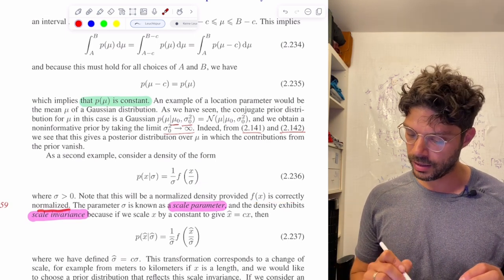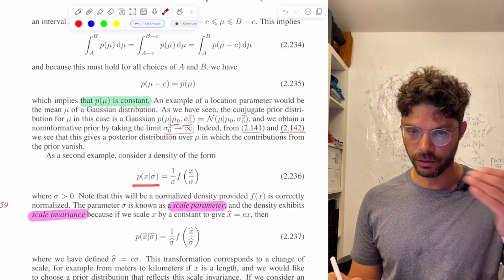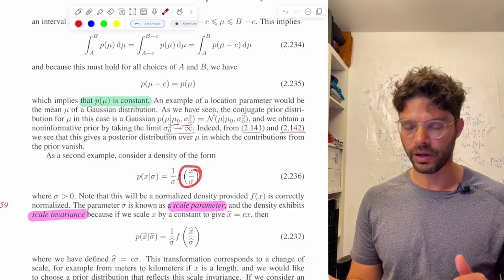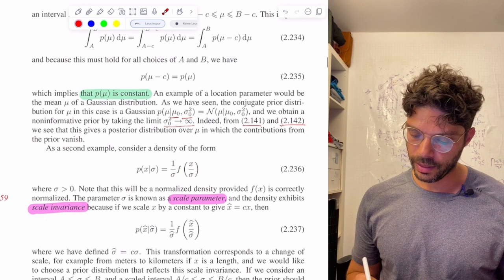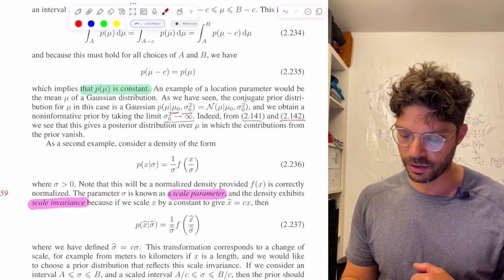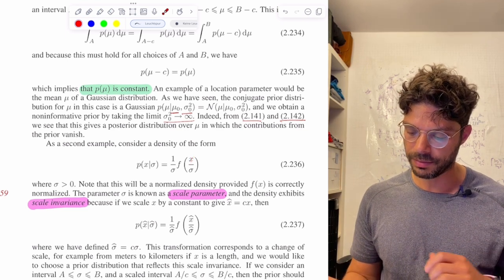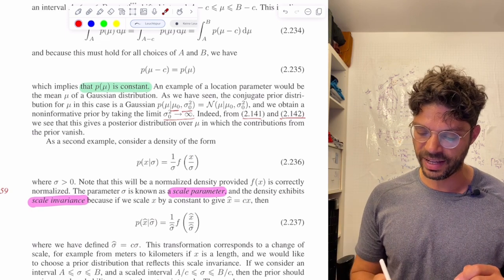So I think all he's saying is that this thing will integrate over x to 1 as long as this thing integrates to sigma, because then they will multiply and become 1. The parameter sigma is known as a scale parameter, and you can guess that because you can see that it's scaling x by sigma. And the density exhibits scale invariance.